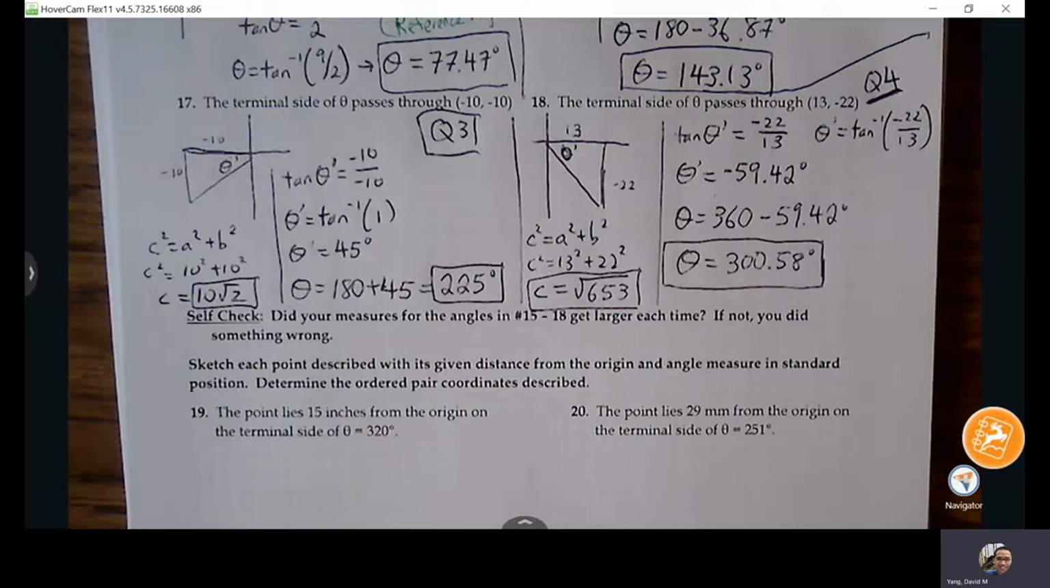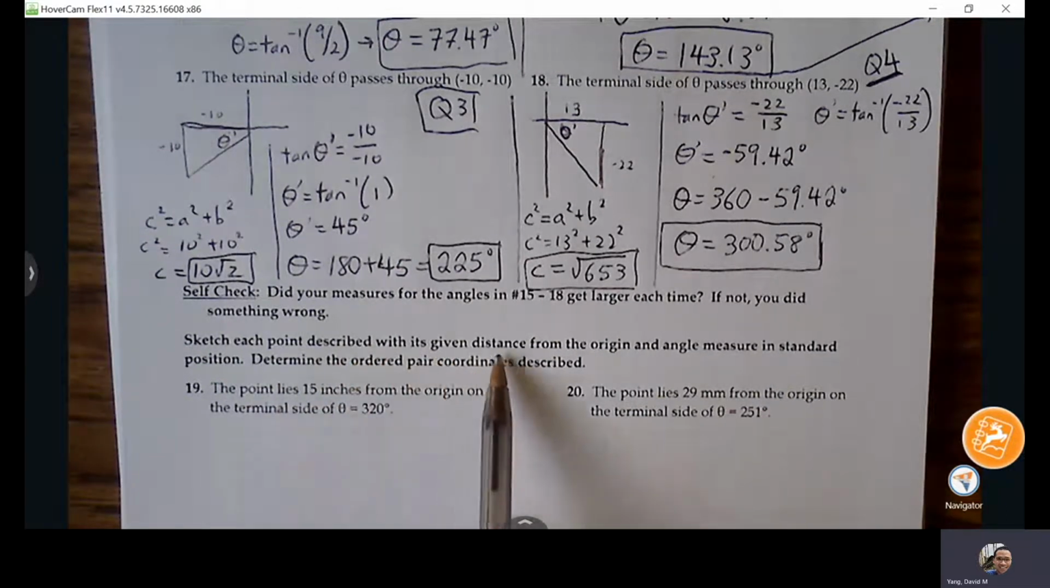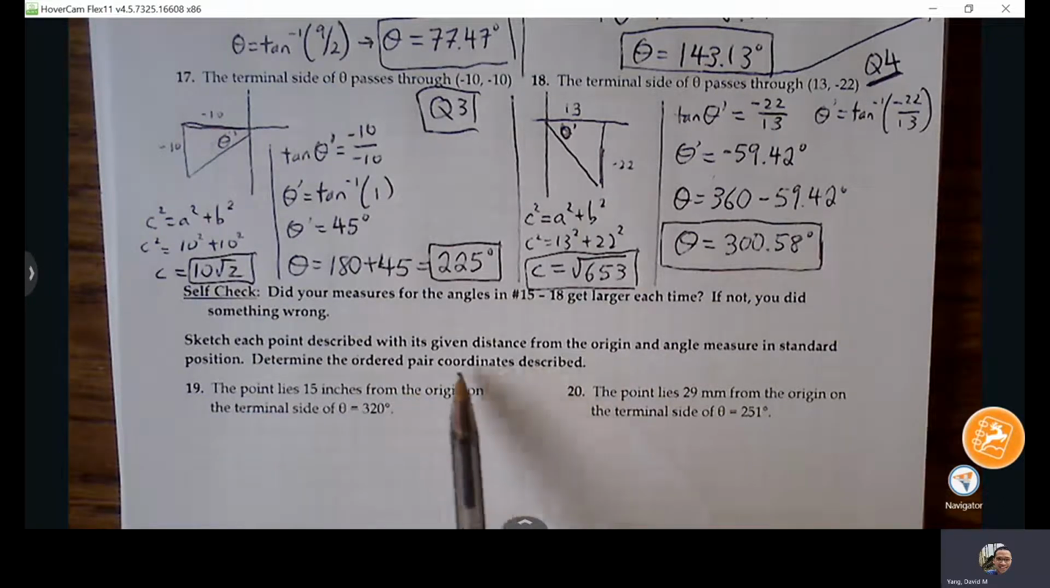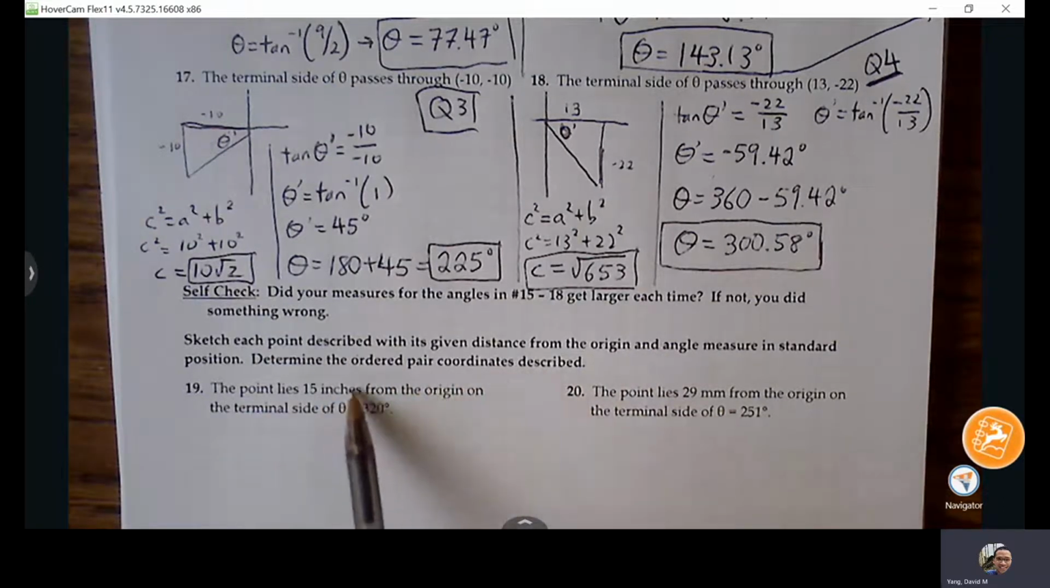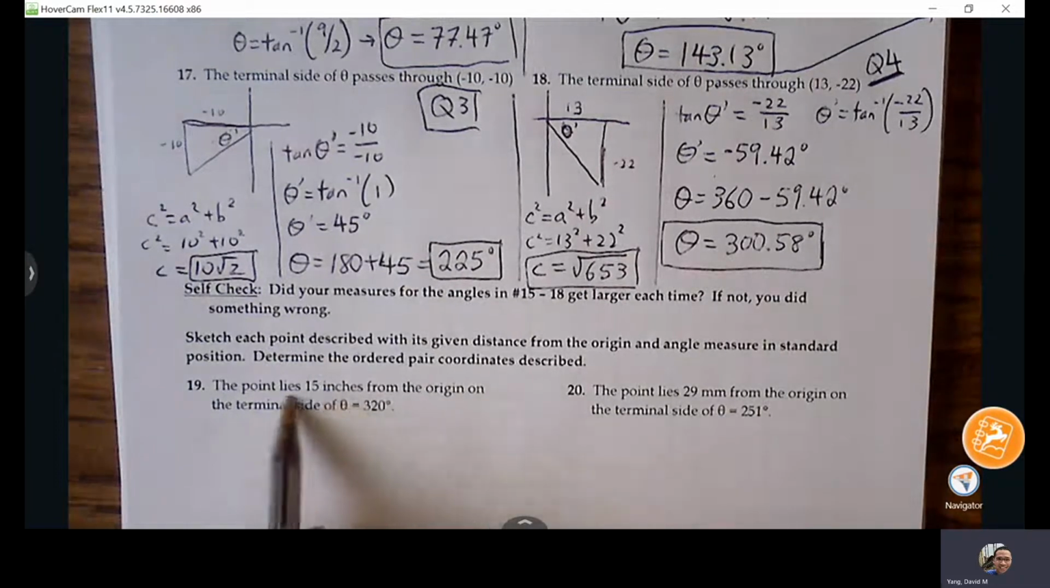All right, questions here? All right, 4 more below here. Sketch each point described with its given distance from the origin and an angle measure in standard position. Determine the ordered pair coordinates described. So we're going to plot everything, put everything down, and we should be able to rely on sine and cosine to help us get to the x and y values. Okay, so the point lies 15 inches from the origin.